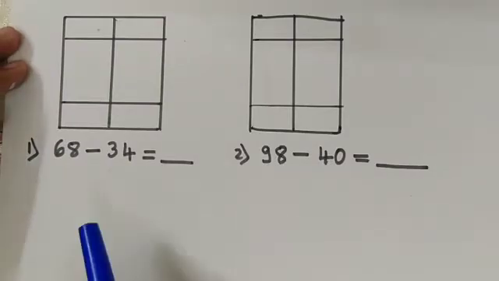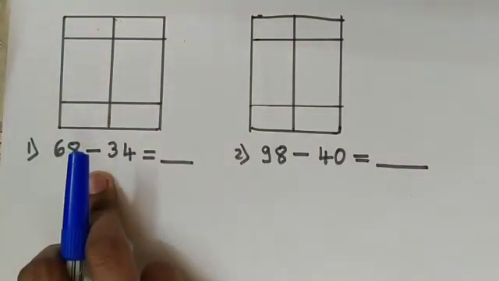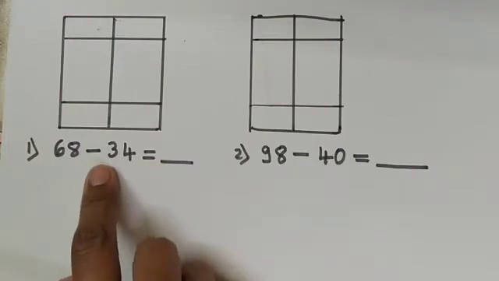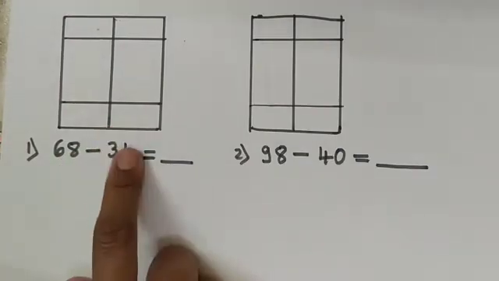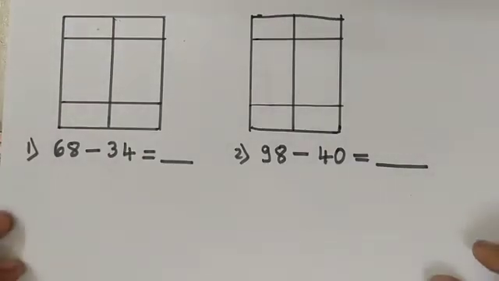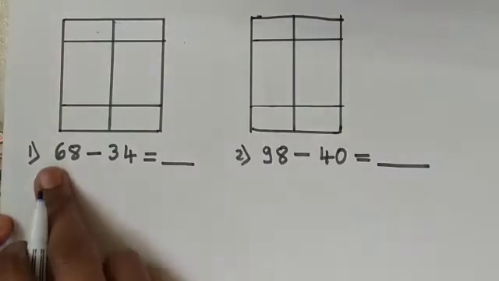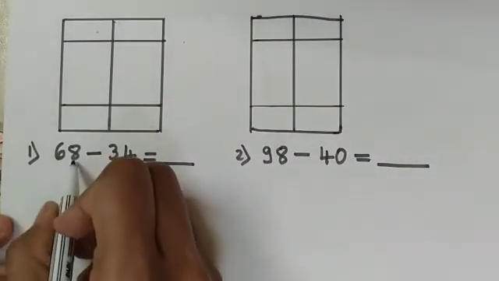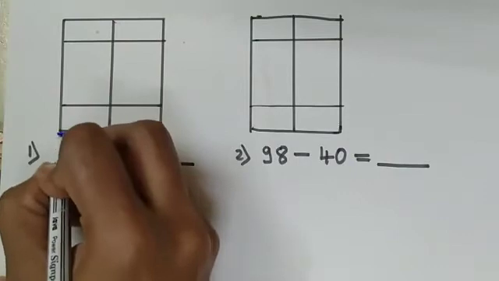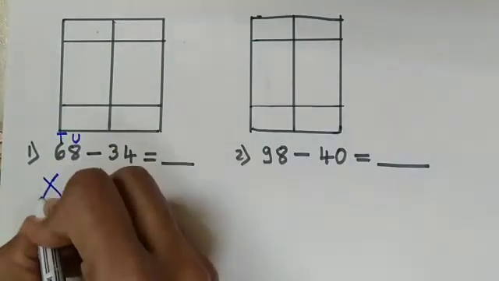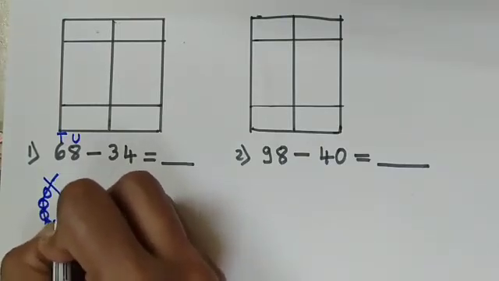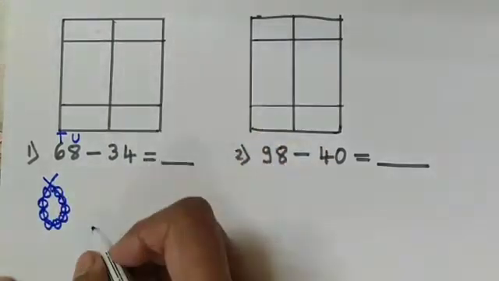Now children, with these sums, we will practice this method of subtraction. The first sum is 68 minus 34. This is the bigger number. So which method will we use? By crossing out, or with the help of tens and units. Here we have 68, so we have to draw 6 tens. How many tens are there here? 6 tens and 8 units. So draw 6 tens first by making a bundle of 10 sticks.